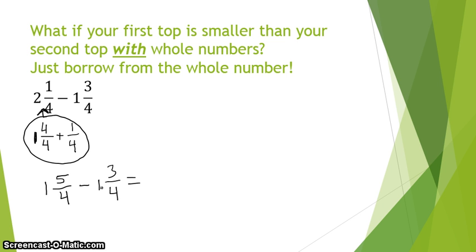1 minus 1 will give me 0, so I'm not going to write down anything for the whole number. 5 minus 3 is 2, and then I'm going to keep the 4 on the bottom, and again, I can reduce this to 1/2.